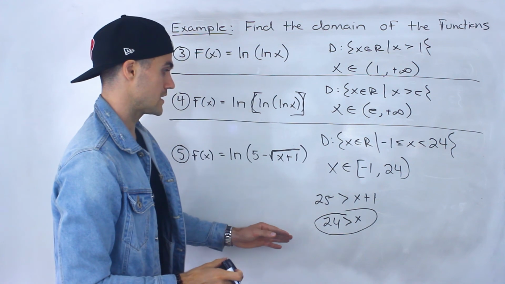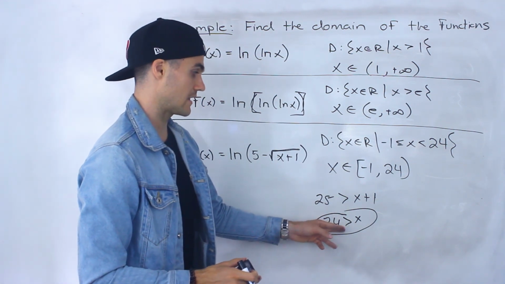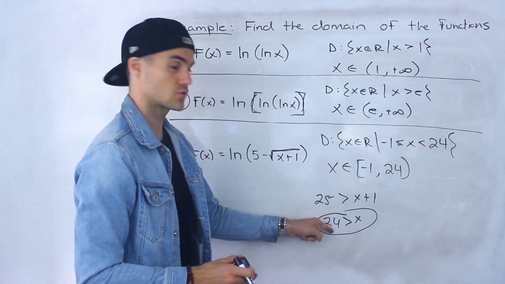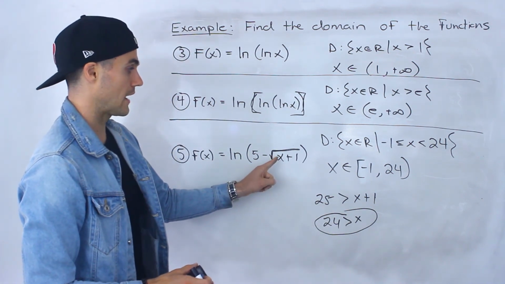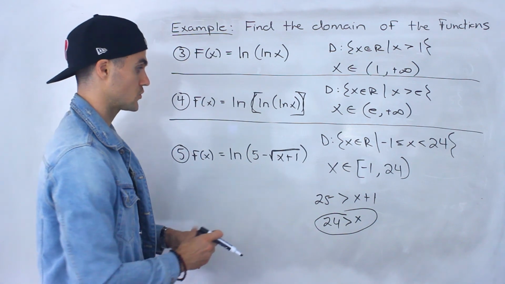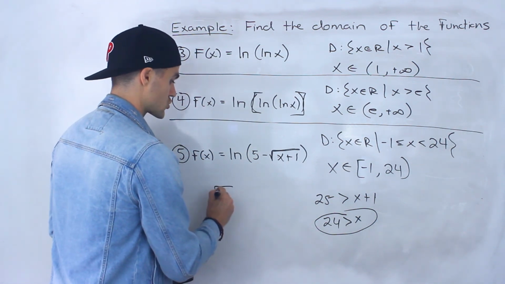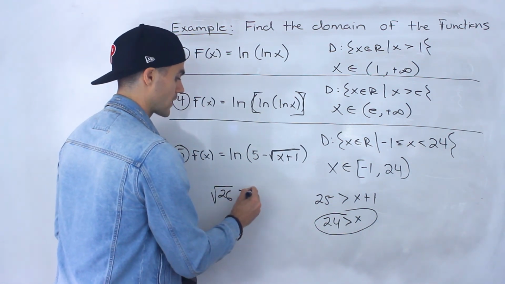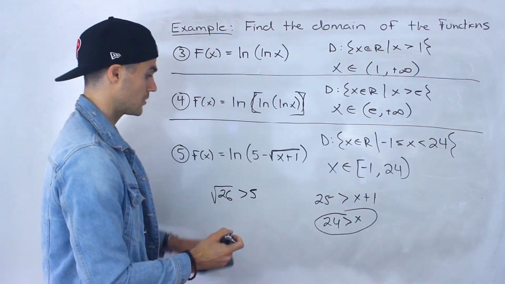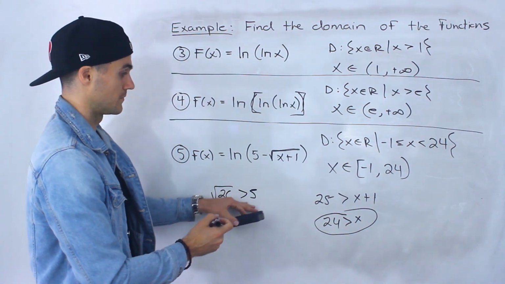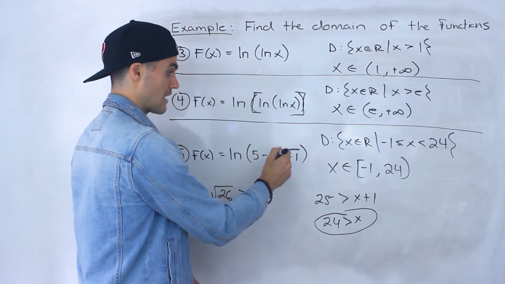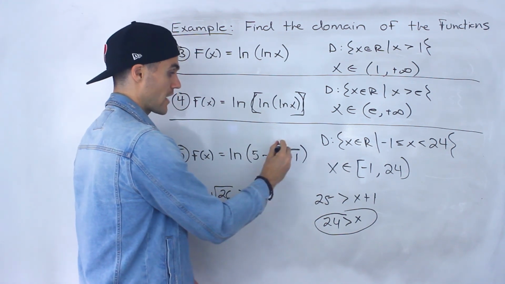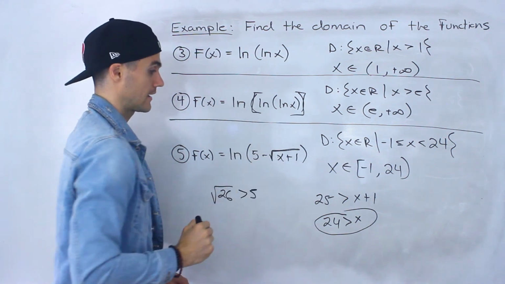So let's say we picked an x value greater than 24. So let's say we put in 25 here. Well, we would have 25 plus 1, which would be 26. But notice the square root of 26 is going to be greater than 5. It's going to be some kind of decimal number, but it's going to be greater than 5 for sure. So we're going to have 5 minus a number greater than 5, which would give us a negative number in this bracket, can't ln a negative.